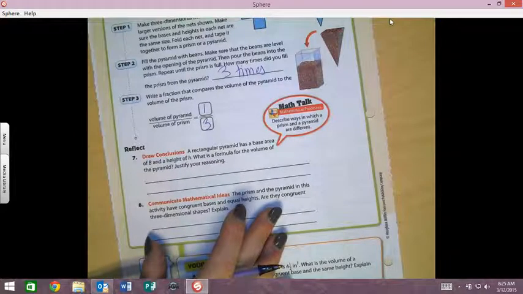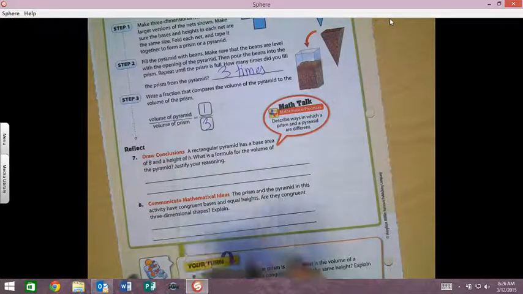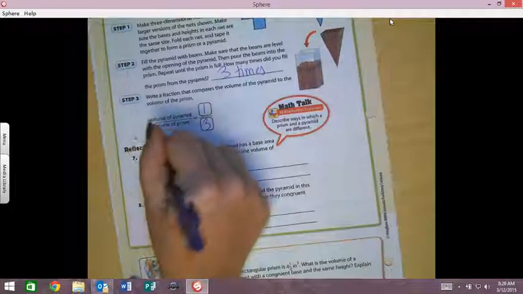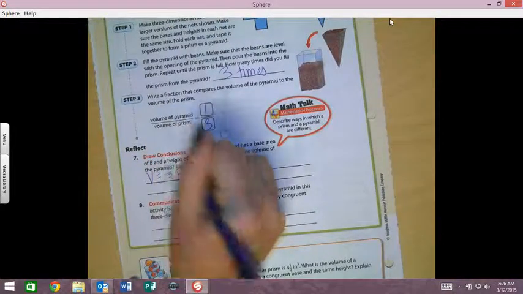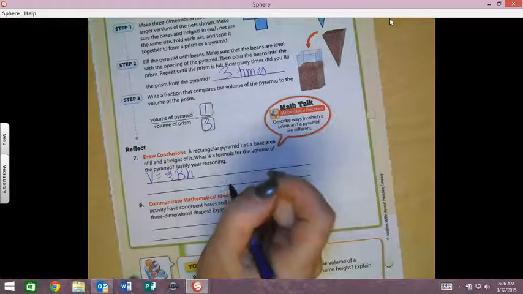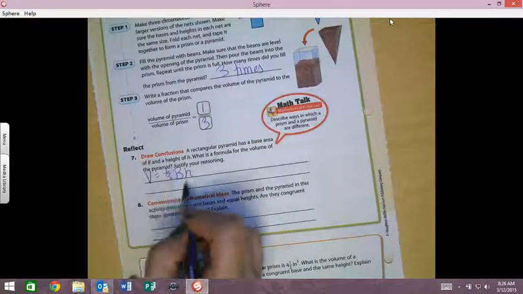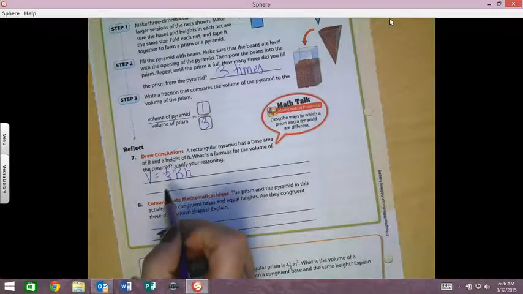So what we can draw from our conclusion is that if we do big B times H for a rectangular prism, we would do volume equals 1/3 of big B times H for volume of a pyramid. Okay, remember pyramids come to a point, so 1/3 big B times H is going to be our formula.